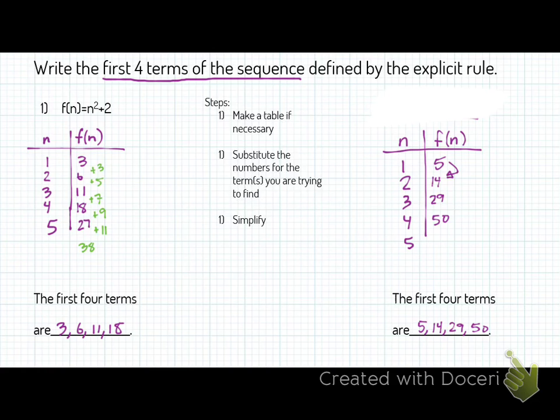Okay, let's work this out. 5 plus what is 14? 9. Plus 9. 14 plus what is 29? 15. Okay. 29 plus what is 50?